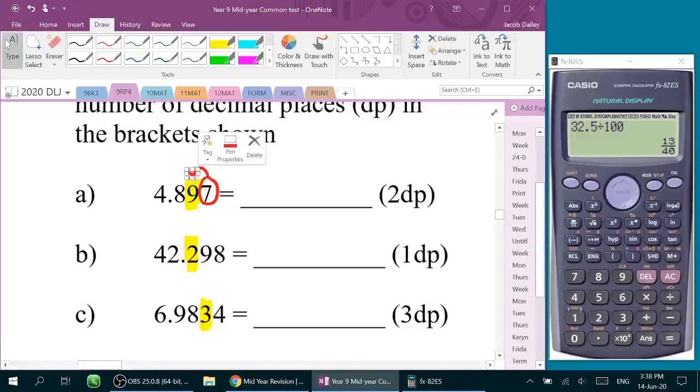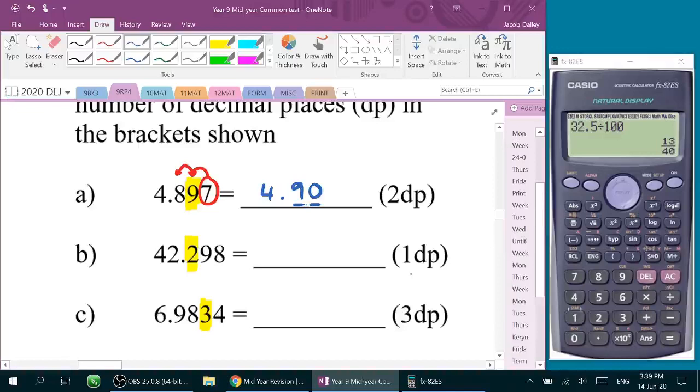But if we rounded up our 9, it would go up to a 0. And so that is actually going to carry over an extra one. So the final answer for this is actually 4.90. So we've still got those 2 decimal places. But sometimes you get that situation if you're rounding up a 9.